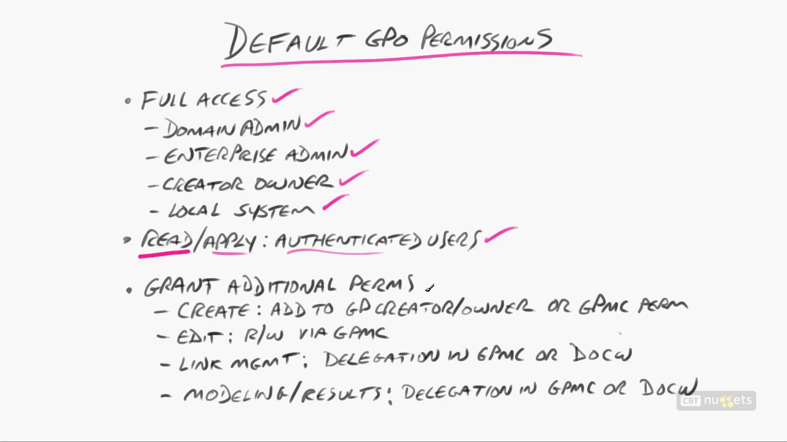Now, if you want to grant some additional permissions, you can do that. One thing you could do is give someone the ability to just create a group policy object. If you want to do that, you'll simply add them to the Group Policy Creator Owners security group, or you can use the GPMC permissions. Let's go ahead and take a look at where we would do that.